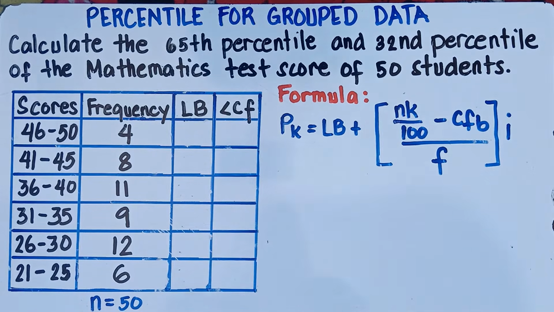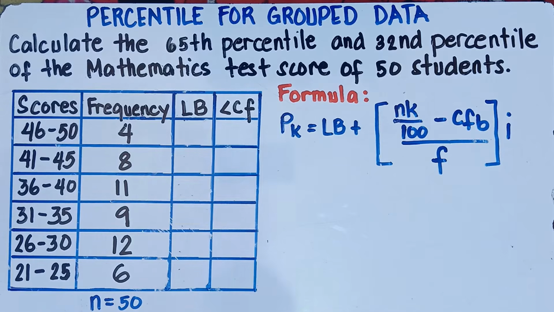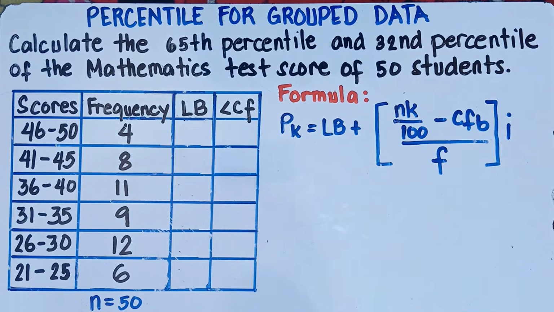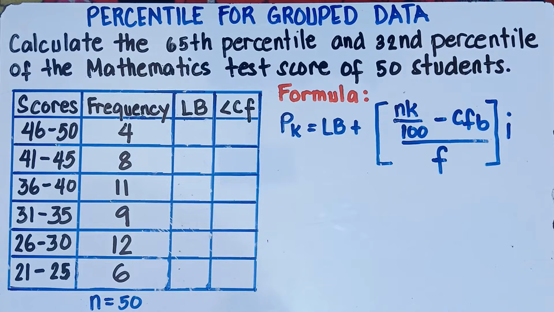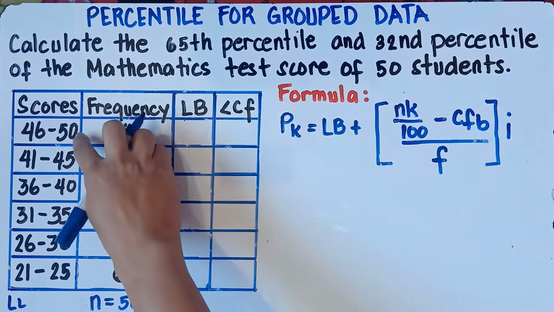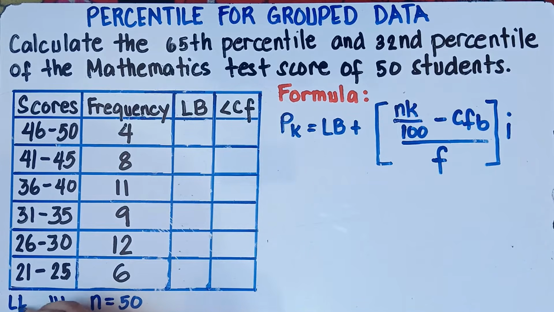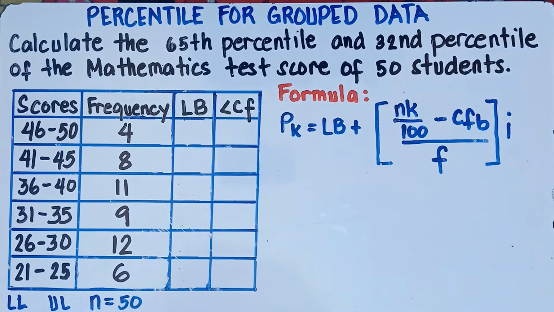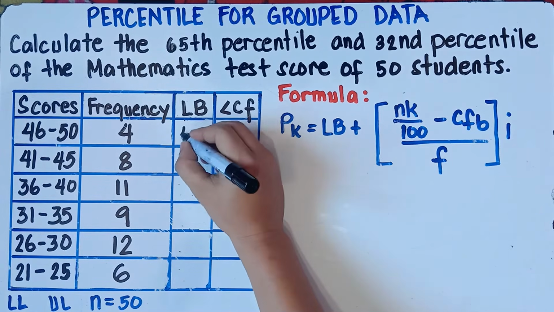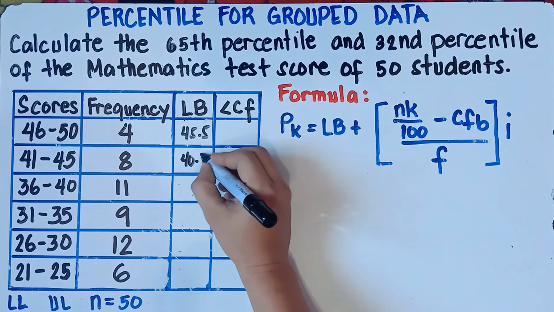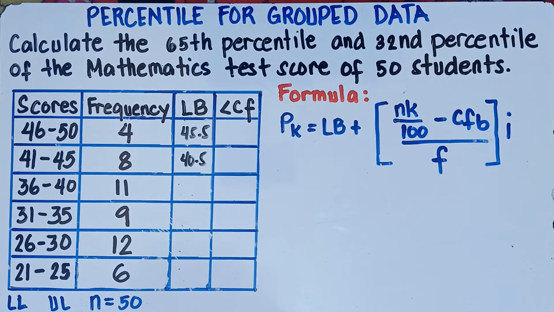Alright, so let's first find the value of LB. To find the value of LB, you simply subtract 0.5 from these given numbers: 46, 41, 36, 31, 26, and 21. These numbers are what we call the lower limits. And 50, 45, 40, 35, 30, and 25 are the upper limits. To get the lower boundary, simply subtract 0.5 from the lower limit. 46 minus 0.5 is 45.5. 41 minus 0.5 is 40.5. So that's how you get the lower boundary in an easy way.